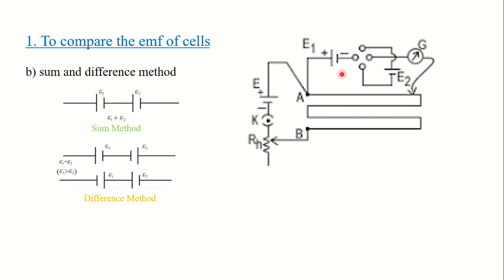Sum position. So here, if you see the connection, the first cell positive is connected to A and the second cell is connected to two terminals of the four-way key. This is a four-way key, and here we will be using two keys.